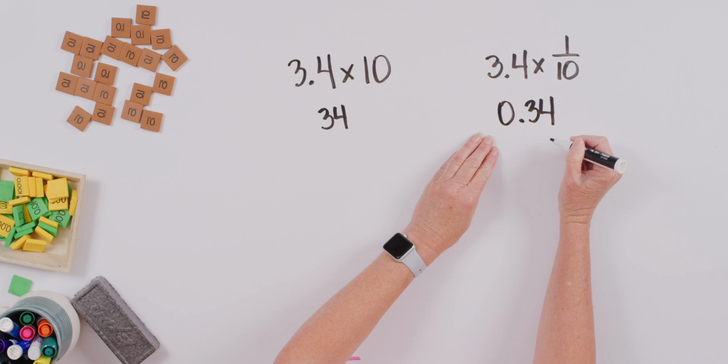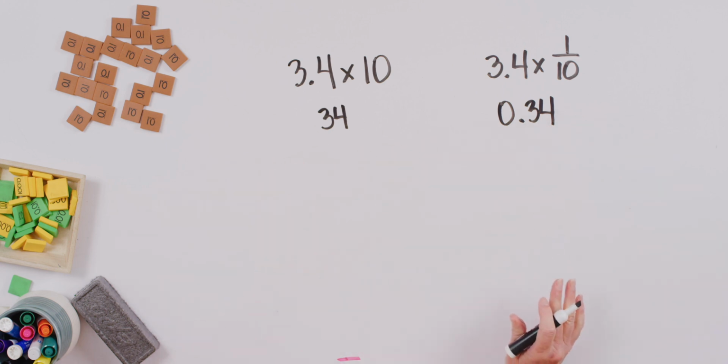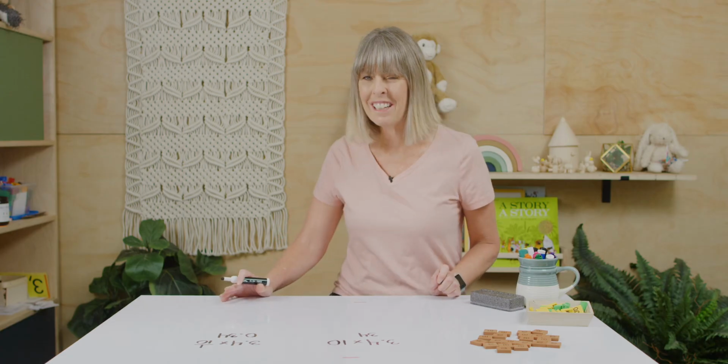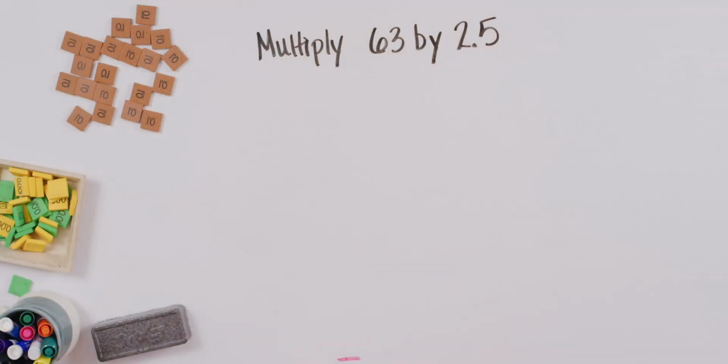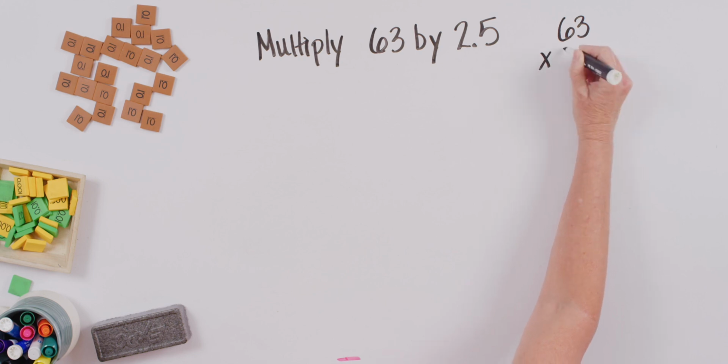Okay, so all these different strategies are going to help us in identifying a reasonable answer or not when we're, again, multiplying our decimals. All right, we're going to try this one now. We're going to multiply 63 by 2 and 5/10. And we can also write it like this. We're going to multiply these two together.